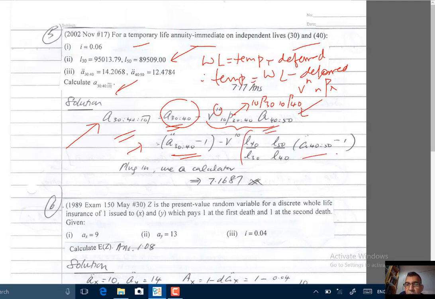10P30 will be L40 over L30. 10P40 will be L50 over L40. This is of course V10. Use a calculator, you will get 7.1687.